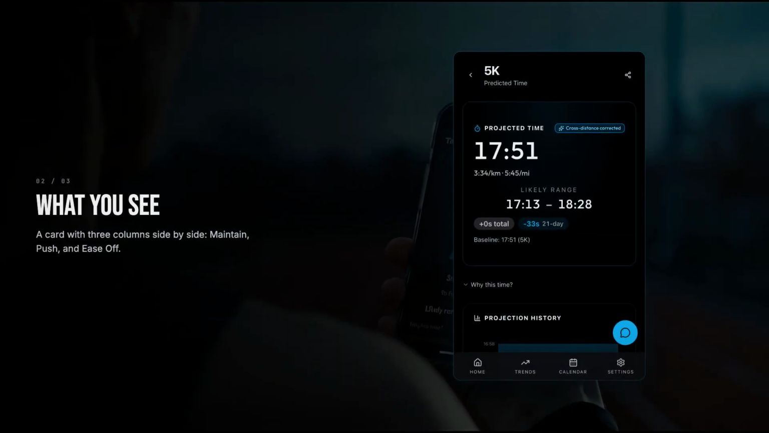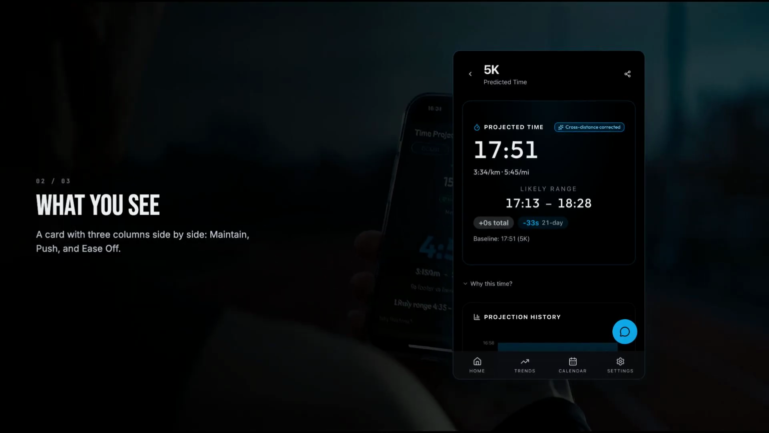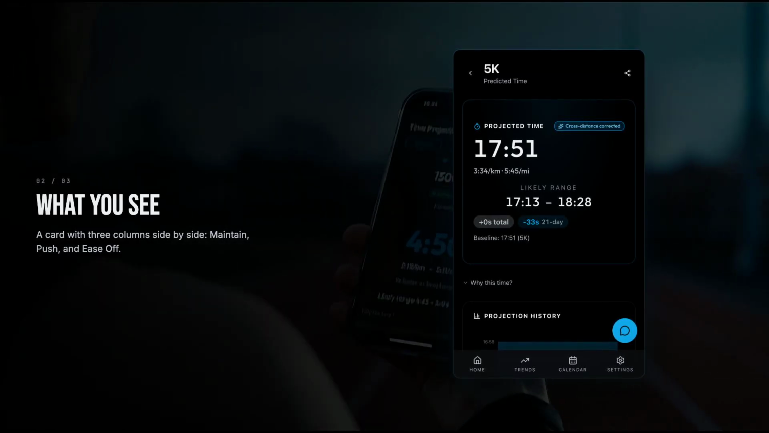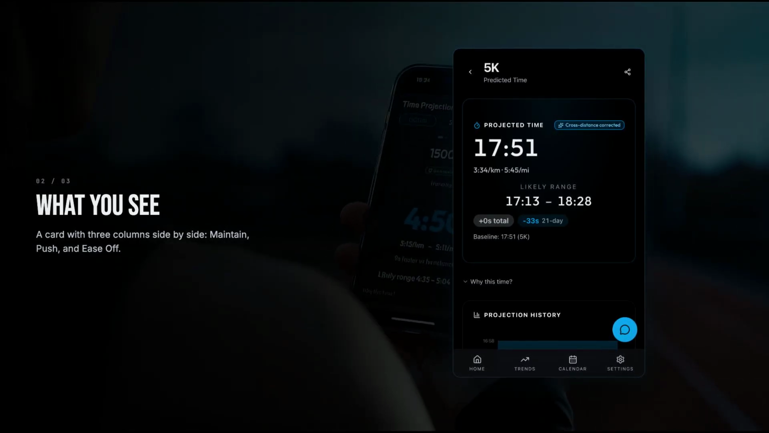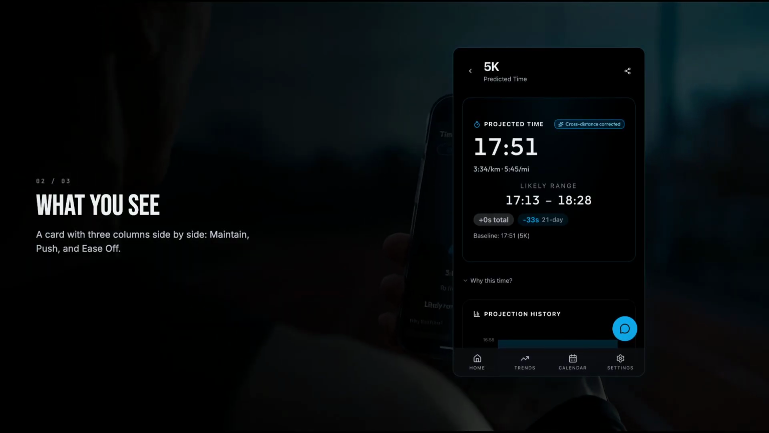A card with 3 columns side by side: maintain, push, and ease off. Each column shows a projected finish time for 2 weeks from now.